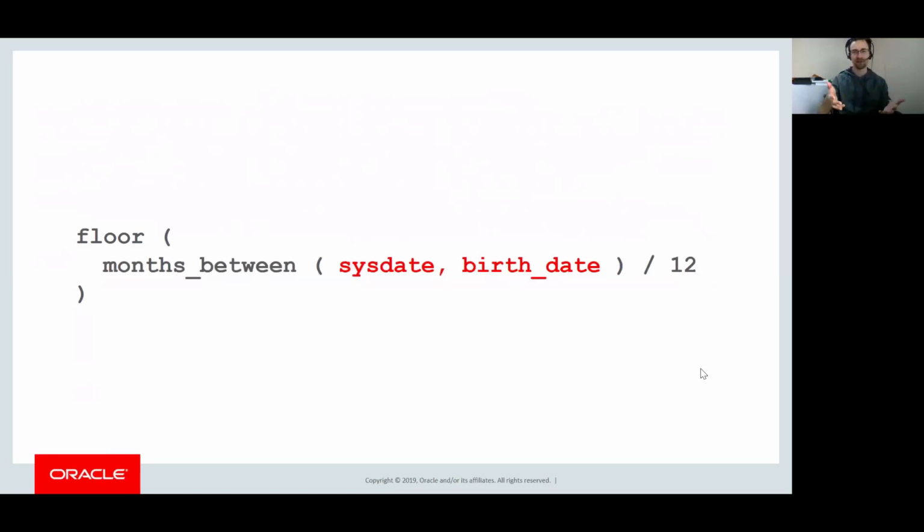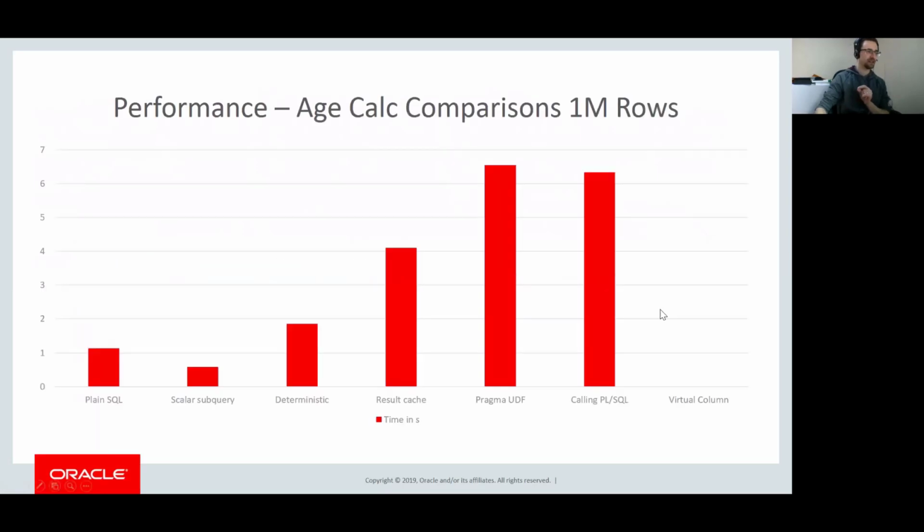So I repeated the process. I created one of each of these different functions, in plain SQL, scalar subquery caching, the deterministic keyword, and so on, and got results that looked something a bit like this. Now there's a couple of interesting things going on here. First thing is we notice that the pragma UDF has got a lot slower, and in this case is actually marginally slower than the straightforward PL/SQL.